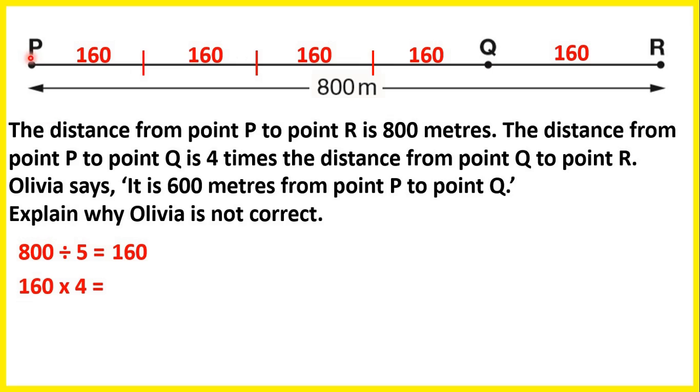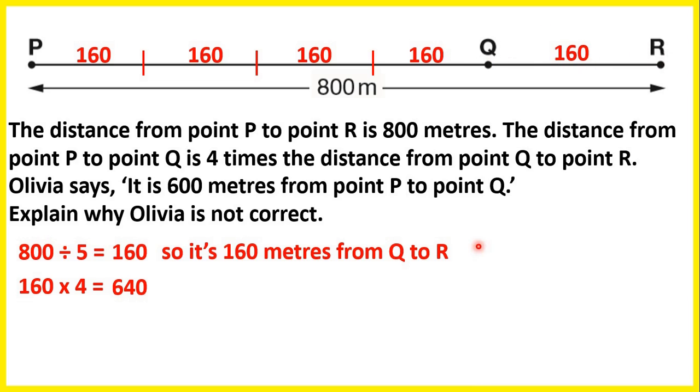So to find the distance from P to Q, we can multiply 160 by 4, because we have 4 lots of 160, and that gives us 640. So it's 160 meters from Q to R, because to get from Q to R, that's just 1 jump, so 1 lot of 160, but it's 640 meters from P to Q, because that's 160 times 4.